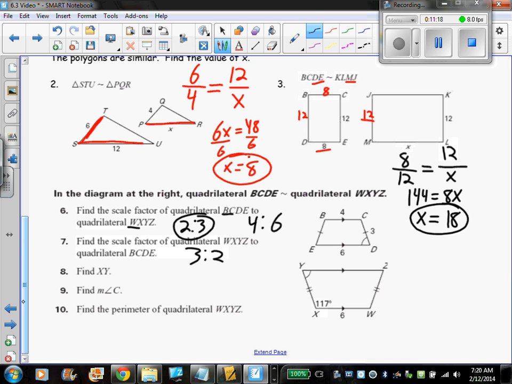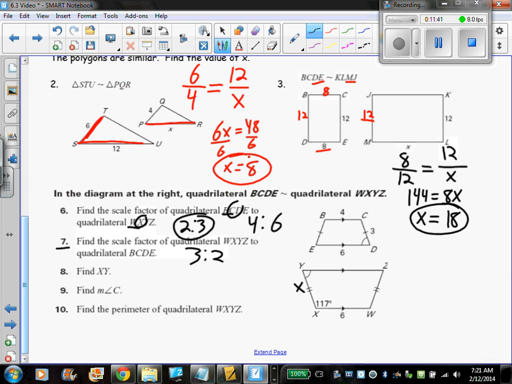If we're asked to find what XY is, well, here's XY. Looking at this, XY is going to match up with CD. We know that CD has a length of 3. This is the one we're looking for. So we can use our scale factor at this point. Let's say that we want to put the x, well, it doesn't really matter where we put it.